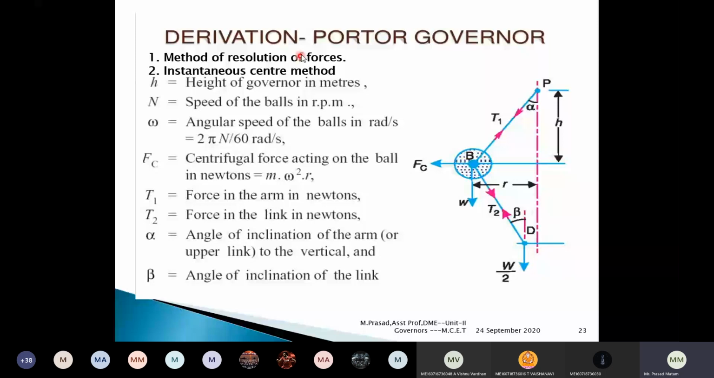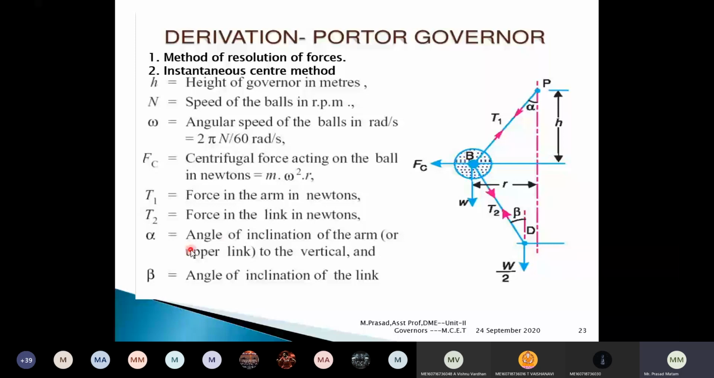We can derive the relationship between speed and height of a governor by two methods: the method of resolution of forces, and the instantaneous center method. Now let us define all the parameters. H is the height of the governor in meters. N is the speed of the balls in RPM. Due to centrifugal force, the balls will move away, rotating with the speed N RPM, and omega is the angular velocity of the balls in radians per second. Fc is the centrifugal force acting on the balls in newtons. T1 is the tension in the upper arm. T2 is the tension in the lower arm.